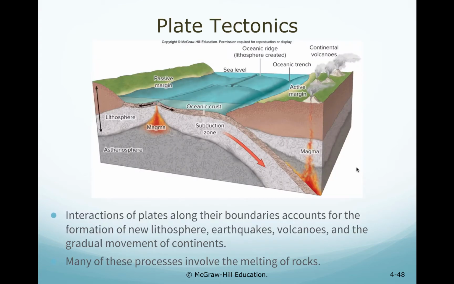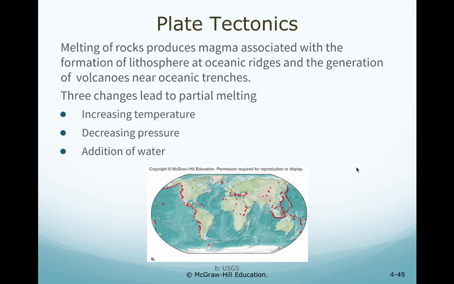The interaction of the plates along their boundaries accounts for the formation of new lithosphere, earthquakes, volcanoes, and the gradual movement of the continents, known as continental drift. Many of these processes involve the melting of rocks. The melting of rocks produces magma associated with the formation of lithosphere at oceanic ridges and the generation of volcanoes near oceanic trenches. Three changes lead to partial melting: increasing temperature, decreasing pressure, and the addition of water.